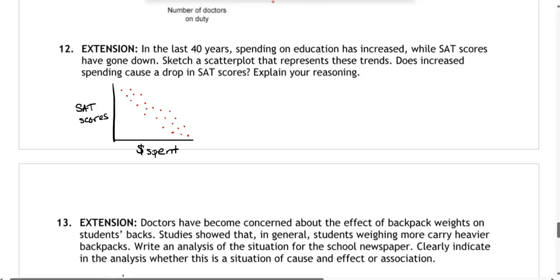Now SAT scores could also be going down because if you consider 40 years ago, you didn't necessarily have everybody and their brother taking the SAT. Whereas now, we have an entire day at RHS where we take the SAT. It's not like that in a lot of other schools. Some schools, you don't get that opportunity.